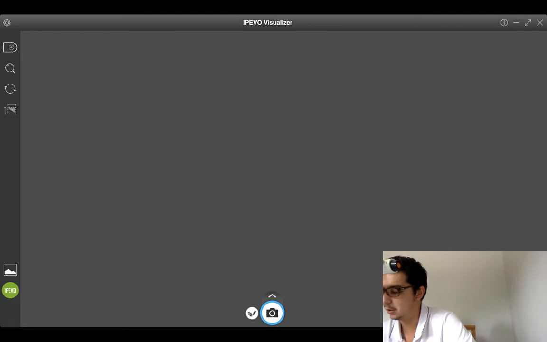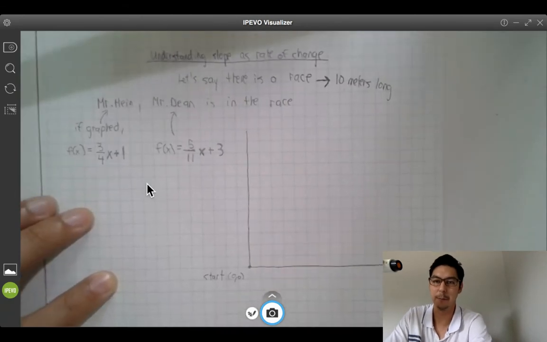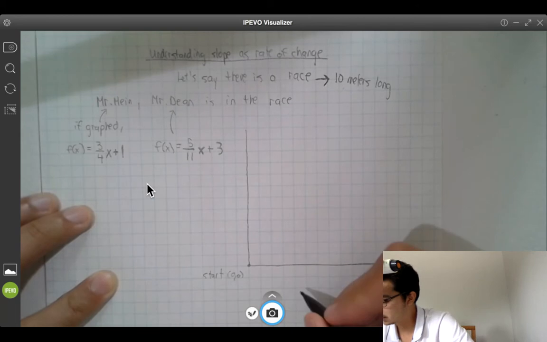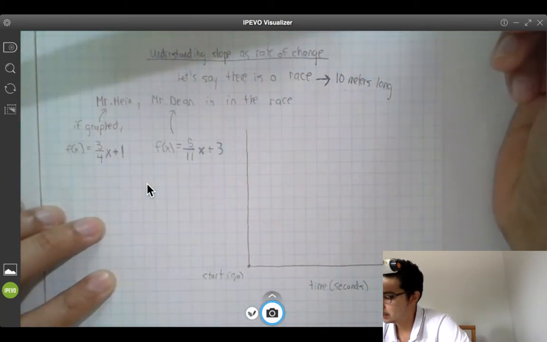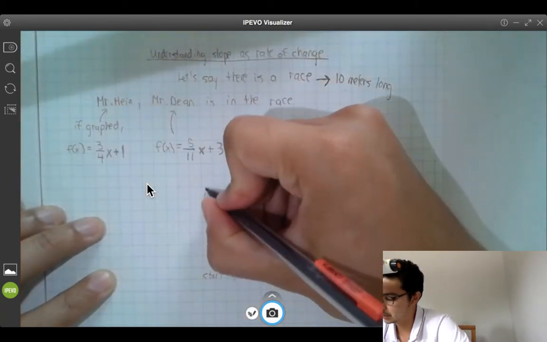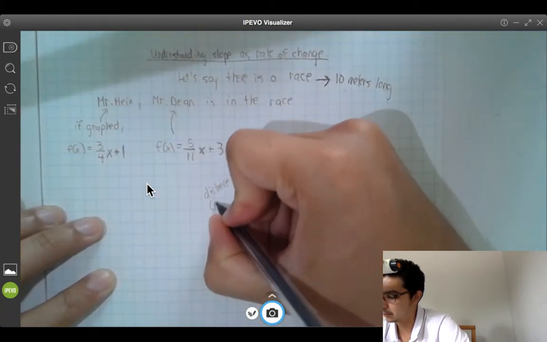So what does all this mean here? So I'm going to make a big graph here, and we'll try to make sense of this. On this graph, there's 0, 0, which is the start. All right. And let me make sure you can see my paper. Okay, good. And we'll call this time in seconds, and this will be your distance, which we'll have in meters.